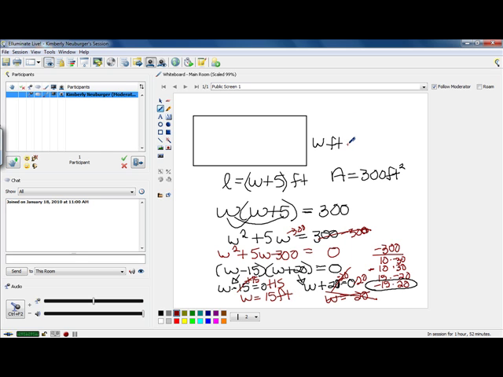So that means that this width here is 15 feet. Now the length has to be 5 more than that, so the length over here is 20 feet. So the dimensions of our rectangle are going to be 15 feet by 20 feet. Now let's take a look at another type of problem that we can solve by factoring.